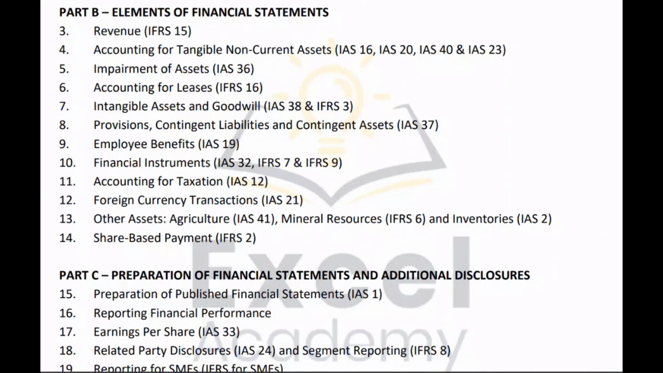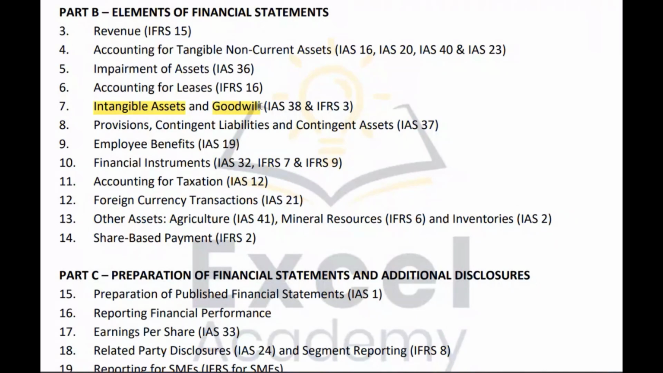We also have impairment of assets. The standard that talks about impairment of assets is IAS 36. We have accounting for leases, that's IFRS 16. We have intangible assets, and the standard that talks about this is IAS 38. And under IFRS 3 business combinations, we'll also be looking at goodwill, because as we progress, we'll talk about the reasons why goodwill was not categorized as part of intangible assets, why we classified goodwill separately from intangible assets. We'll be looking at all these conditions.